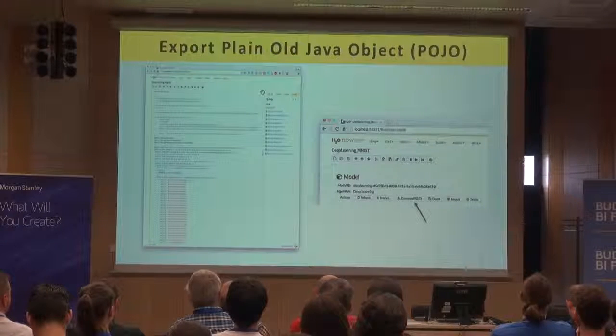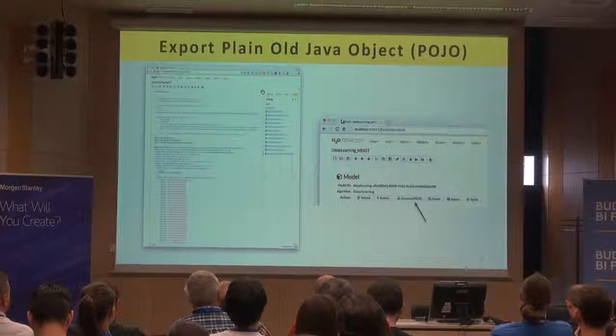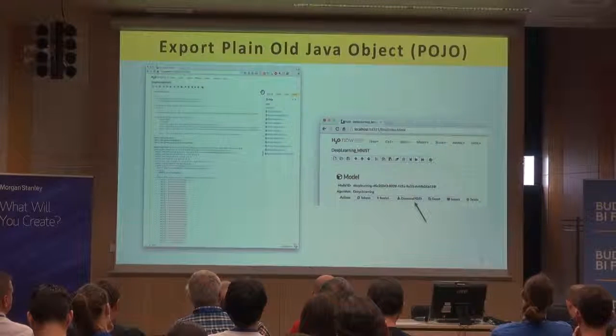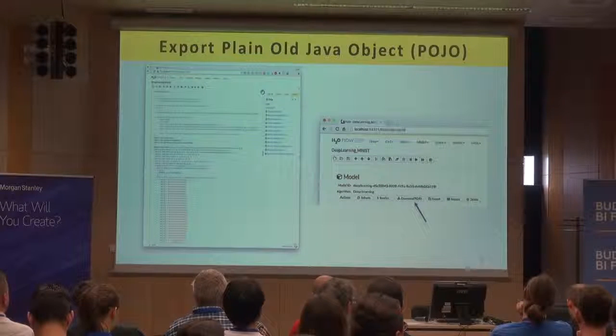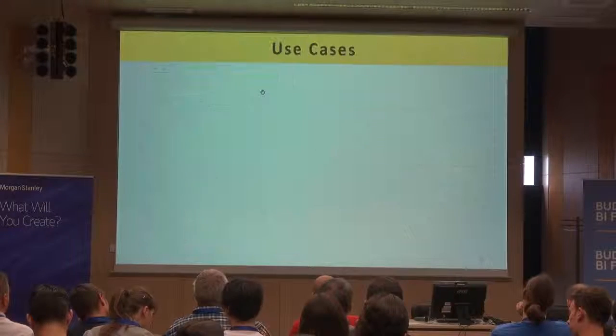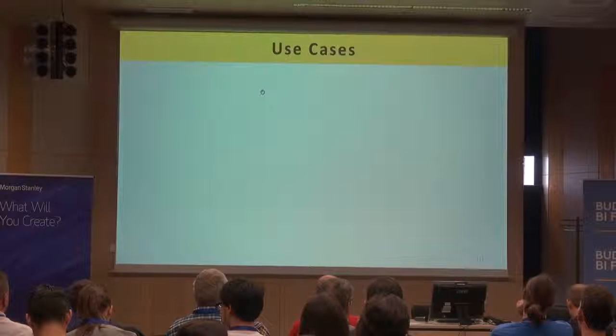And then for some of you, you may be interested in exporting your models as a POJO, a plain old Java object. So you can just save it into your production line. What we try to do with H2O is that you can train your model in a different environment and export it to a POJO so you can use it without H2O in your production. So that's a very quick overview of H2O.